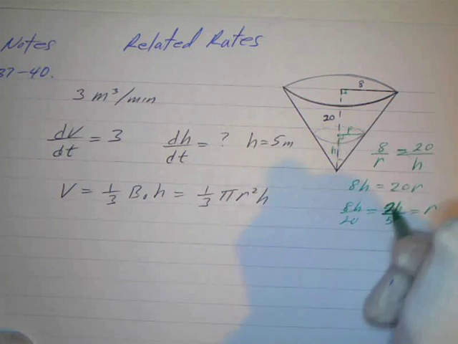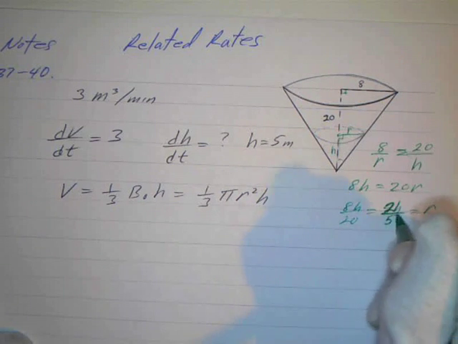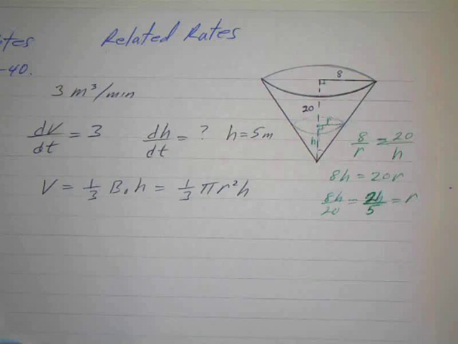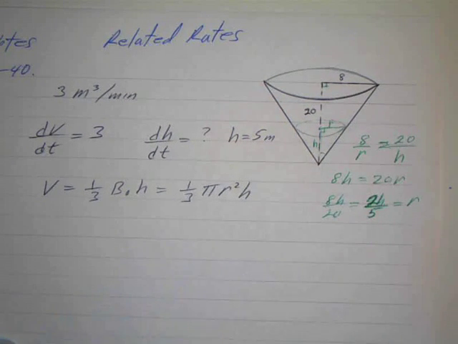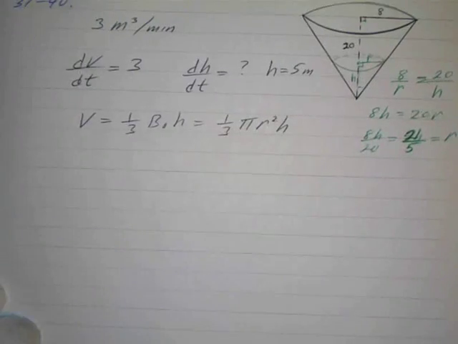4 goes into 8 twice. 4 goes into 20 five times. So that's what we've got. 2h over 5 equals r. So every time I see an r, I can put 2h over 5. And then I'll be able to get this into one unknown. Then I can take the derivative.